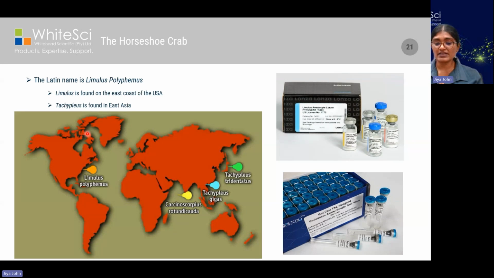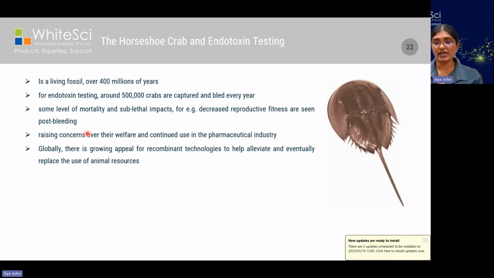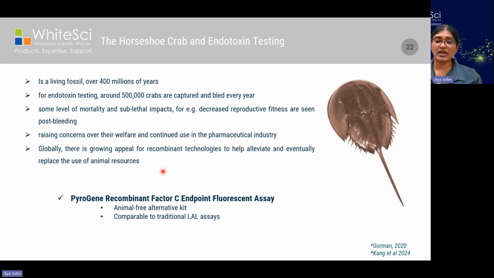They are trying to conserve the population that they have at present, but they are raising concerns now over the welfare and continued use of this animal in the pharmaceutical industry. So globally now, there is a growing appeal for recombinant technologies to help alleviate and eventually replace the use of animal resources, which is our horseshoe crab. And this is where our recombinant factor C assay comes into play.